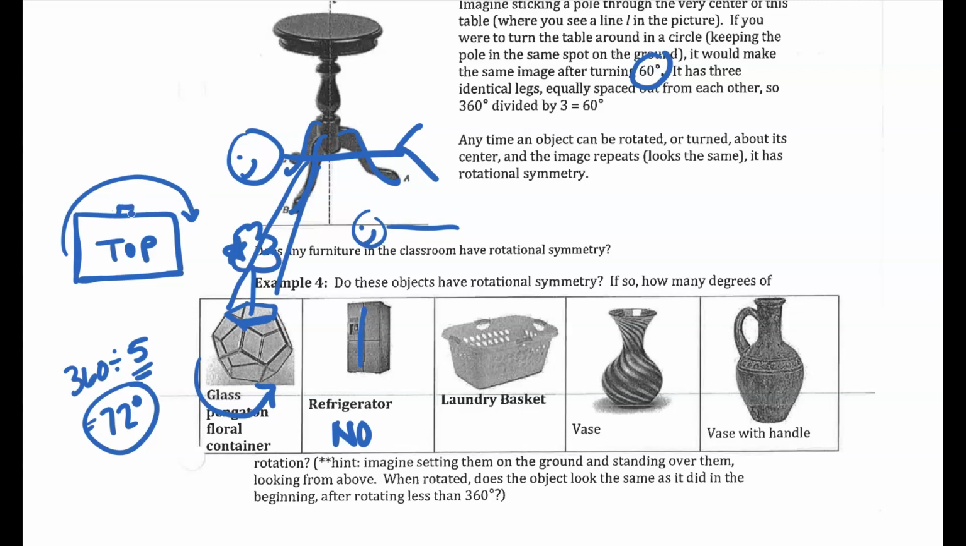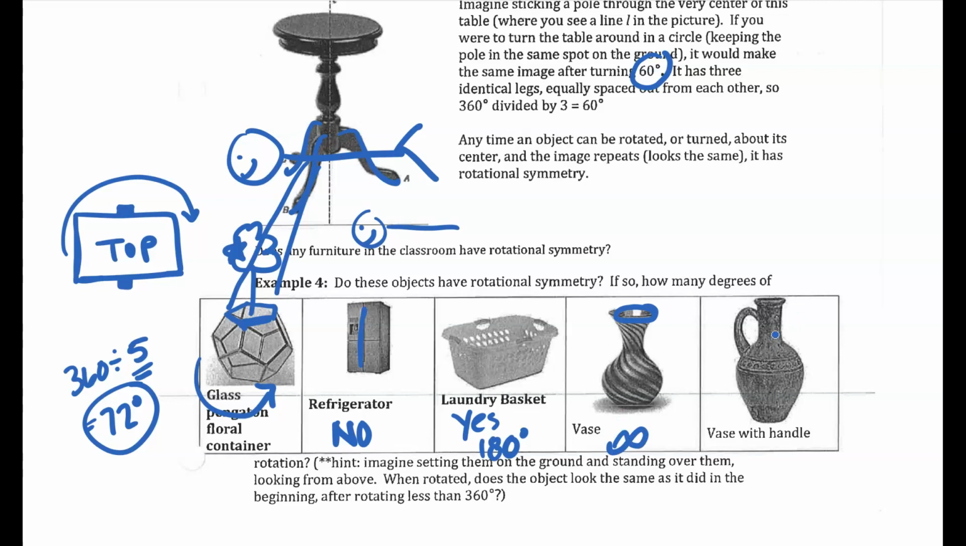But since we have this handle that's sticking out, when this gets rotated around to the bottom, the handle is going to be on the bottom and it's not going to match. With the laundry basket, this has handles evenly dispersed, so this would be a yes at 180 degrees. You could rotate that. The vase, since it's circular top, we'll assume it's a circle. There's infinitely many ways that you could rotate that.